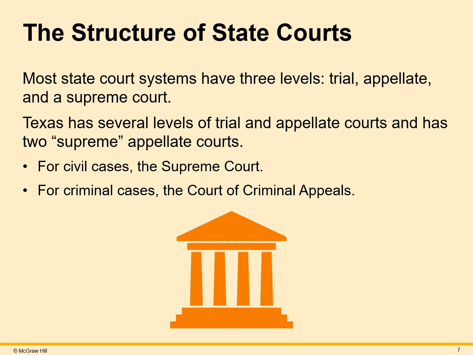The structure of states' courts. Most state court systems have 3 levels: trial, appellate, and a Supreme Court. Texas has several levels of trial and appellate courts and has 2 supreme appellate courts. For civil cases, the Supreme Court; for criminal cases, the Court of Criminal Appeals.